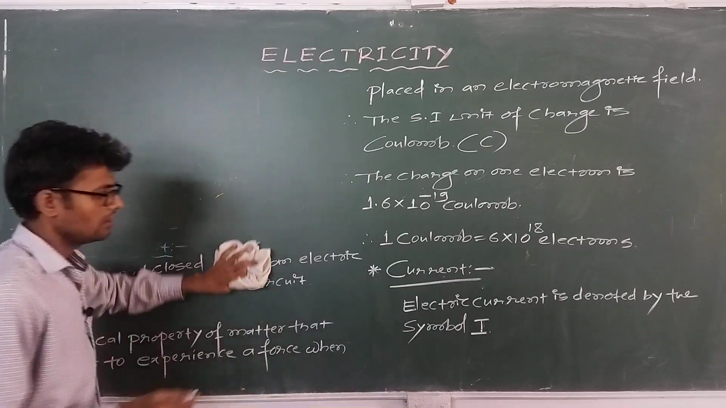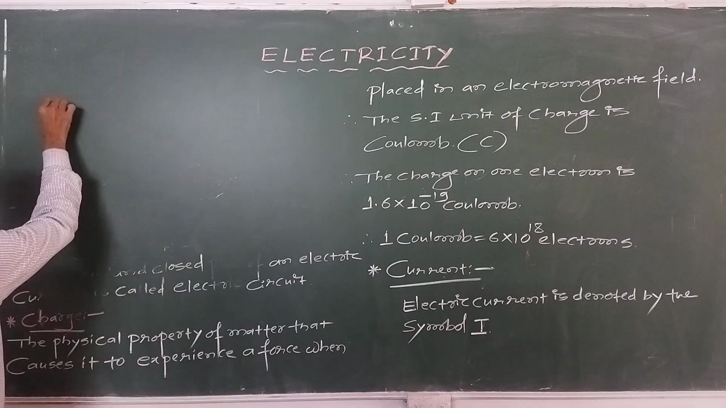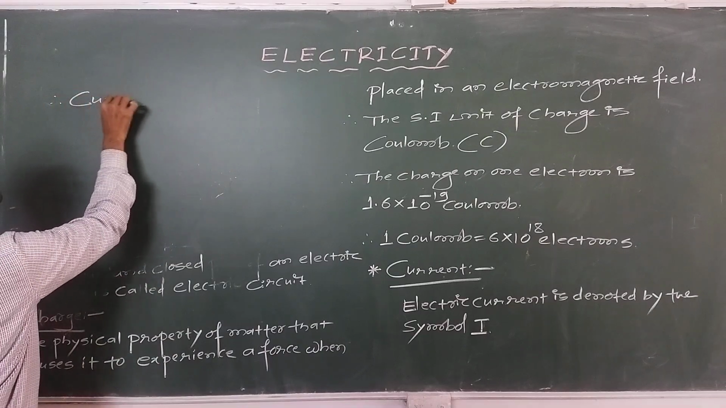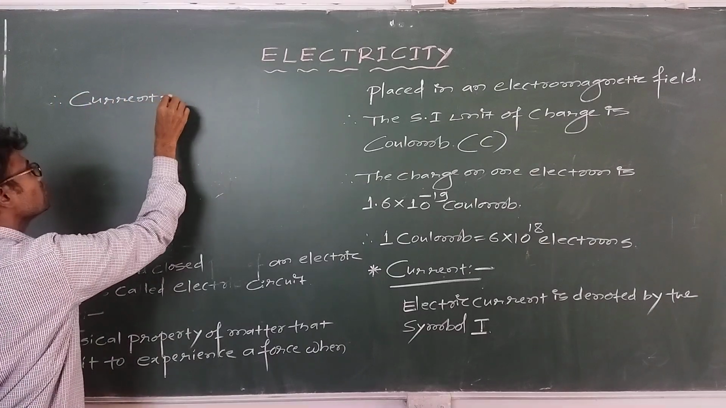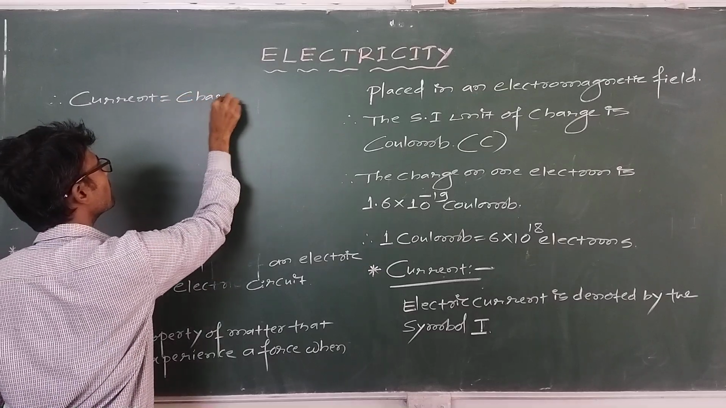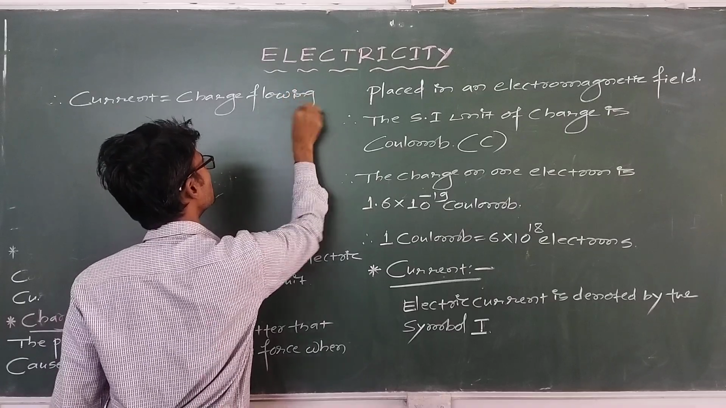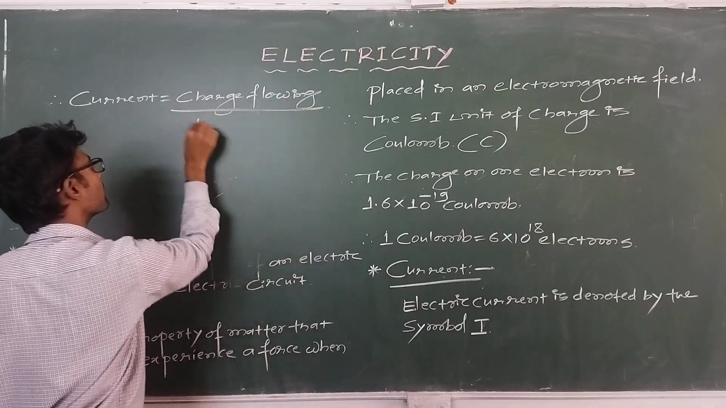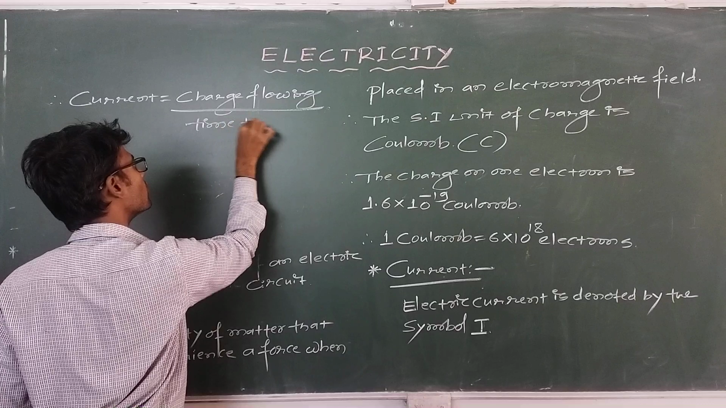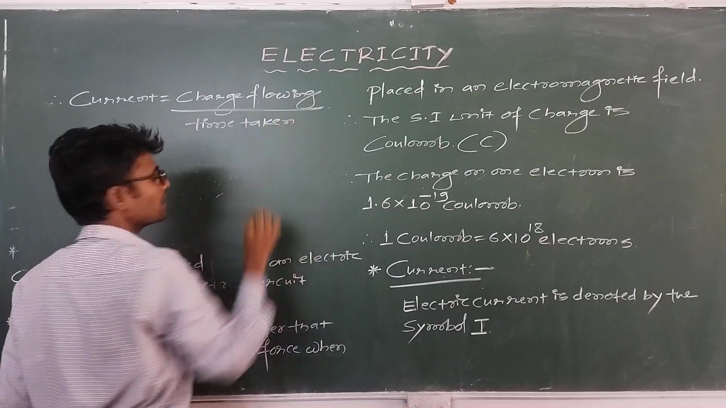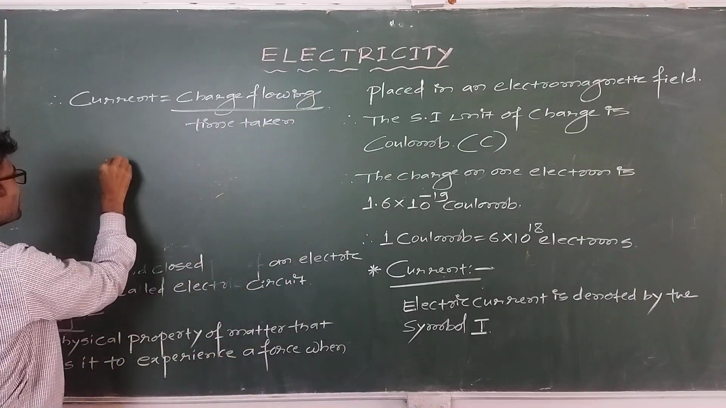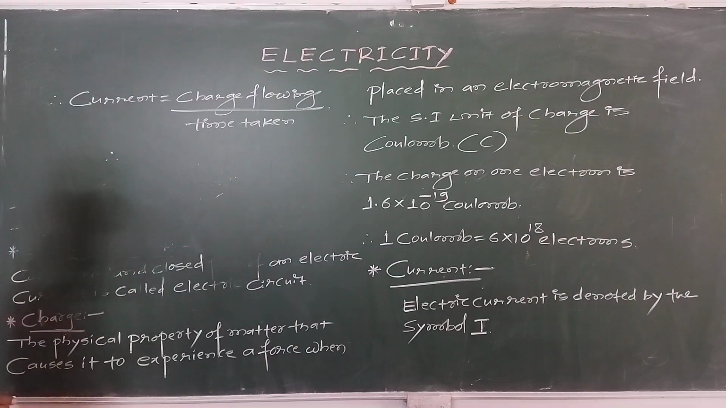Now I'll write: electric current is equal to charge flowing divided by time taken. So therefore I will write the mathematical expression of electric current.